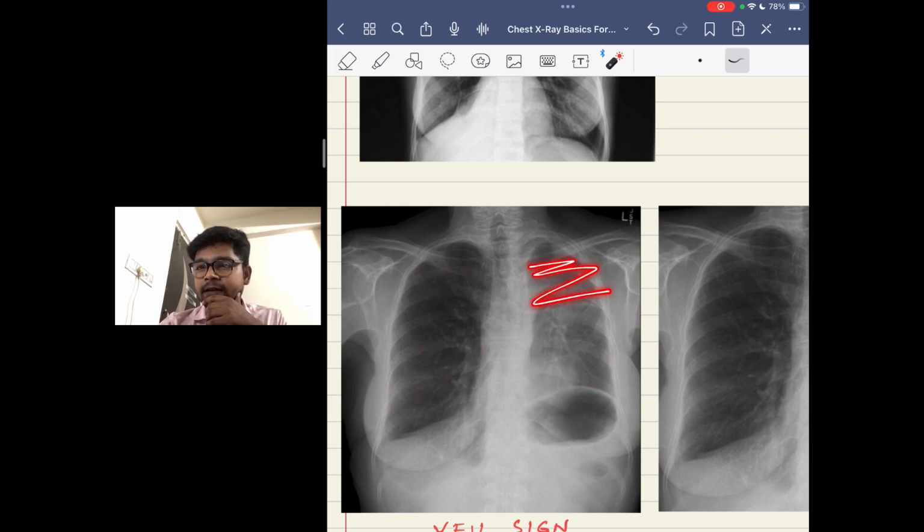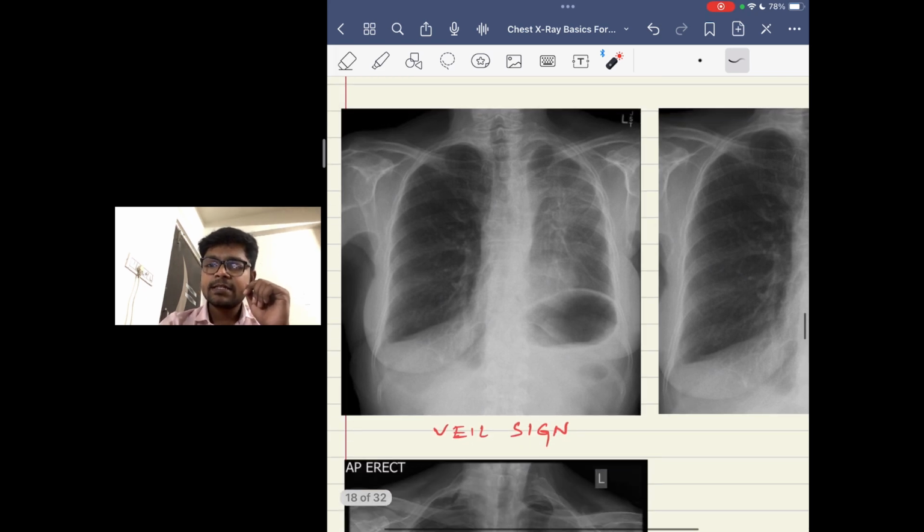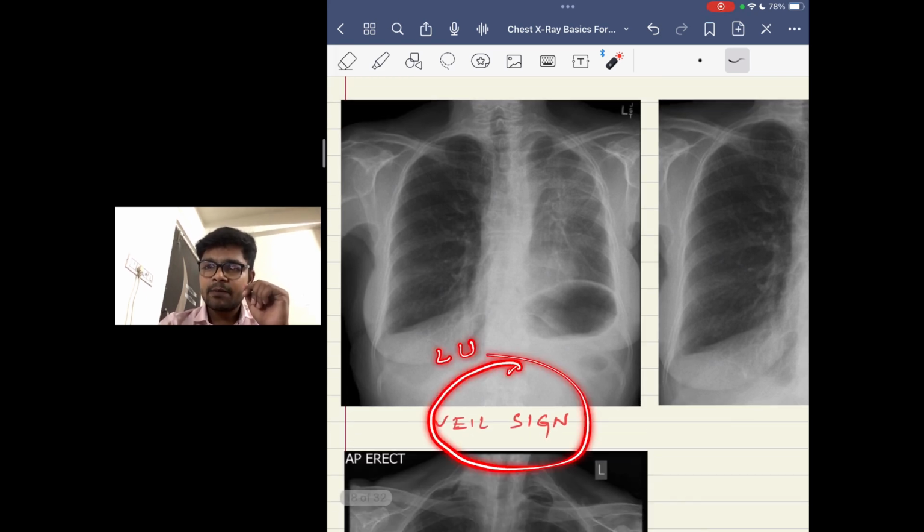Now this is a relatively homogeneous opacity, sort of a veil. It is not exactly opaque, you can see through it, but it is also not transparent. It is like a veil covering the entire upper zone, middle zone and lower zone of the lung. You cannot delineate the descending thoracic aorta, the aortic knob, and where is the left heart border? We cannot see anything. So this is the veil sign of left upper lobe collapse.